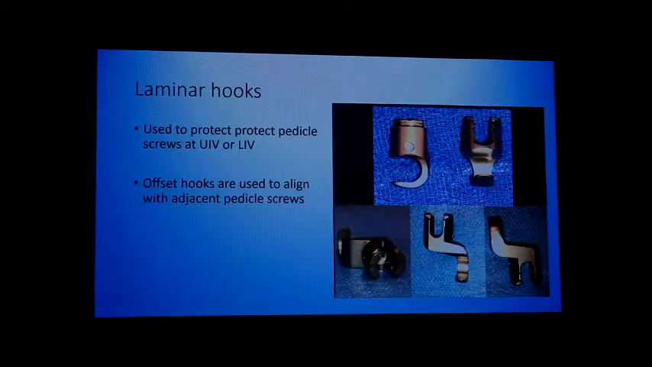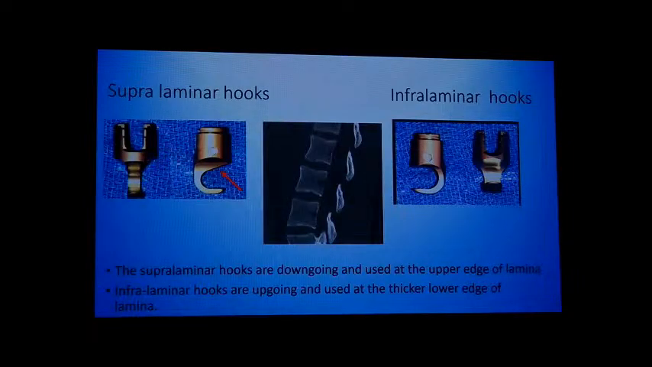The third one is the laminar hooks. This is basically used to protect the pedicle hooks at the upper or the lower instrumented vertebra. Because these are more medial and may not align with the rest of the pedicle screws, you can use offset hooks. They will align with the adjacent pedicle screws. There are two types: supralaminar hooks and infralaminar hooks. The supralaminar hooks are downgoing and used at the upper edge of the lamina. You can see the upper edge of the lamina is more cortical and thinner.